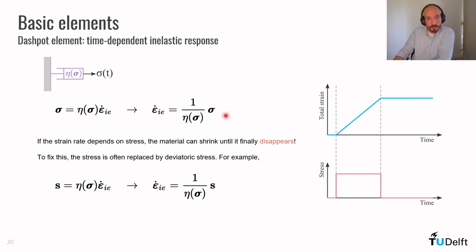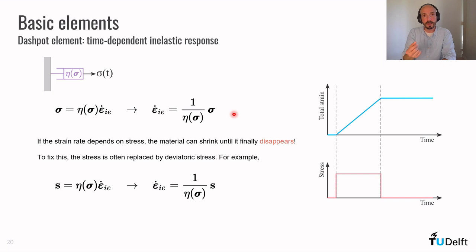Okay, but there is a problem with this formulation. Suppose we apply hydrostatic stress to a certain element. Suppose we take a cube and we dive it into the bottom of a swimming pool, so we are applying a constant stress. If the material behaves like this dashpot, that hydrostatic, compressive load will make the material shrink at a constant speed forever until it finally disappears.